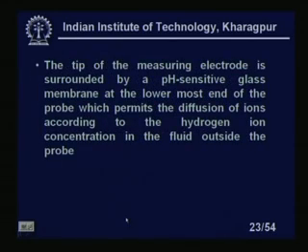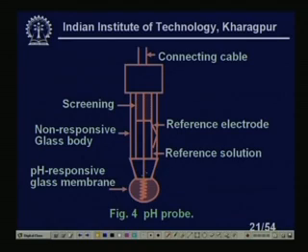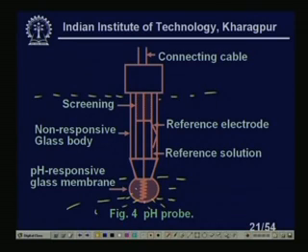The tip of the measuring electrode is surrounded by a pH sensitive glass membrane at the lowermost end of the probe, which permits the diffusion of ions according to the hydrogen ion concentration in the fluid outside the probe, clear. Outside the probe we have some liquid, but this liquid cannot go inside. Here you will see there is a diffusion of the hydrogen ions. So it will react with this probe, so we will get some output, clear.